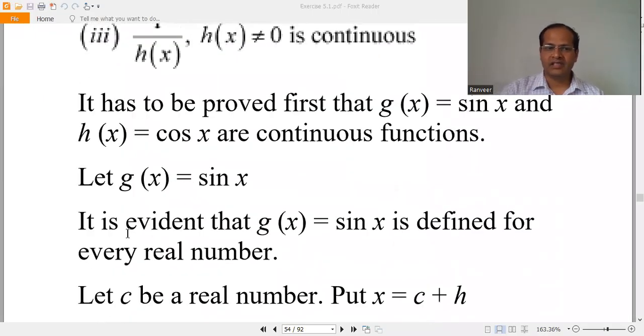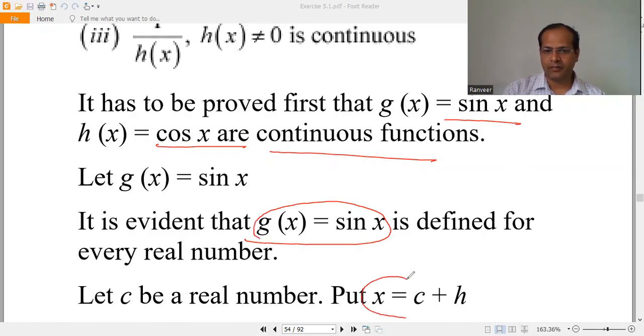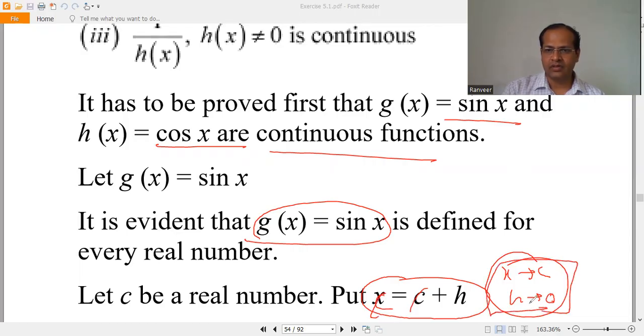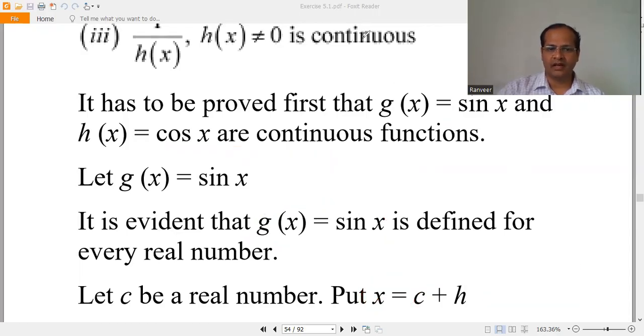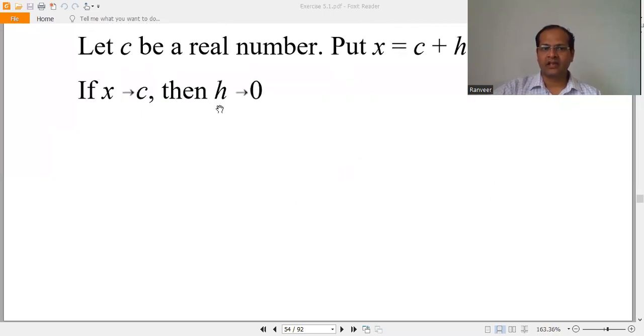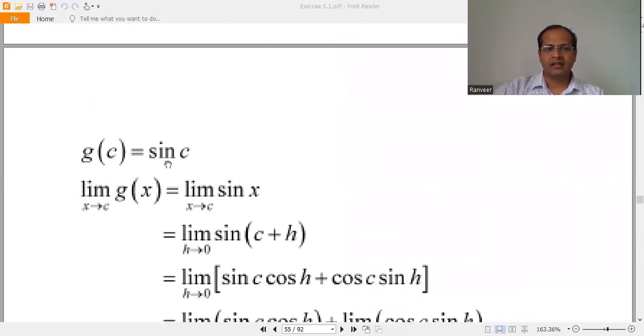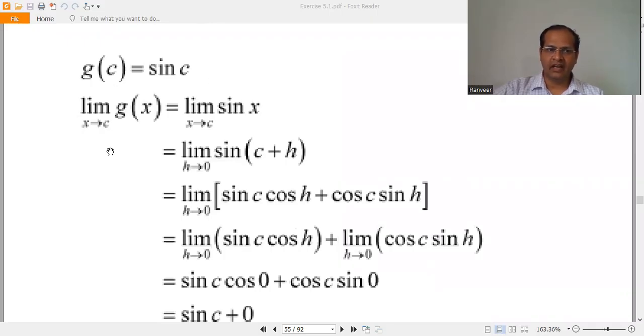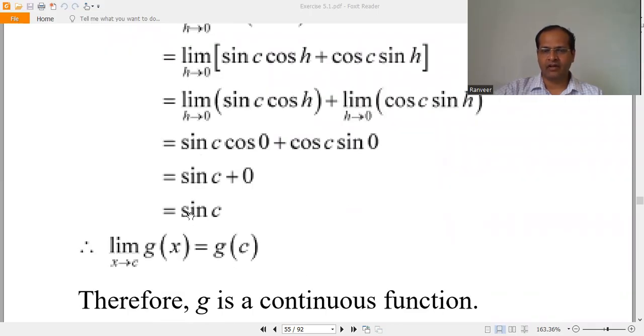Now we already proved sin x and cos x are both continuous functions. Take g(x) equal to sin x. What process do we follow? x equal to c plus h. So x tending to c, then h tending to 0. In this way we can find the limit. Similarly for g(c), limit x tending to c of g(x), we just expand and we get sin c.